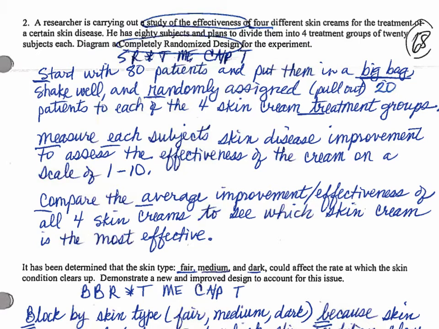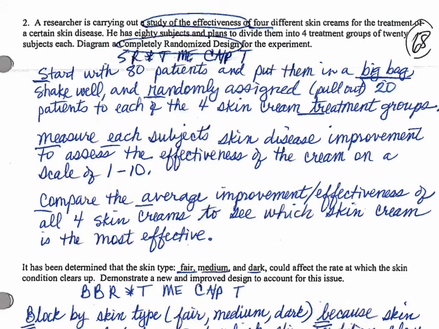I think it said to draw a diagram, but that was before we learned how to write paragraphs, so I would prefer what we have been doing this year with the paragraphs, SRAP-ME cap and BRAP-ME cap. So let's review. I'll kind of sing the song to you. What's the S? It's when we start with the subjects that you have. So we start with 80 patients. And what's the R in SRAP-ME cap? R. Randomly assign them with a big bag. Okay? And then the asterisk is the big bag part. All right, so start with 80 patients and put them in a big bag.